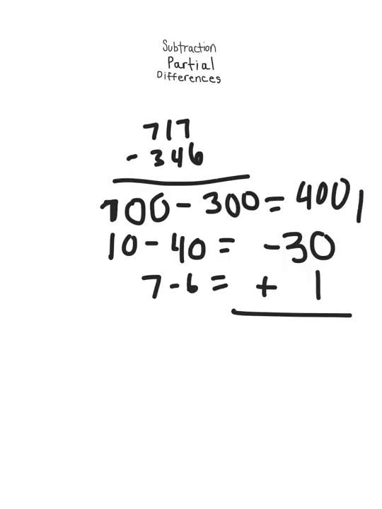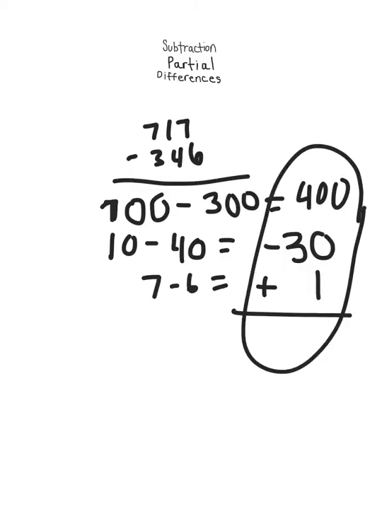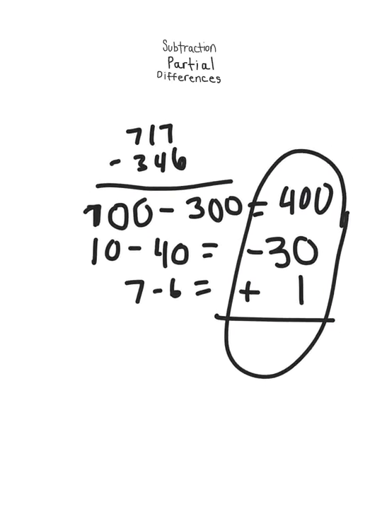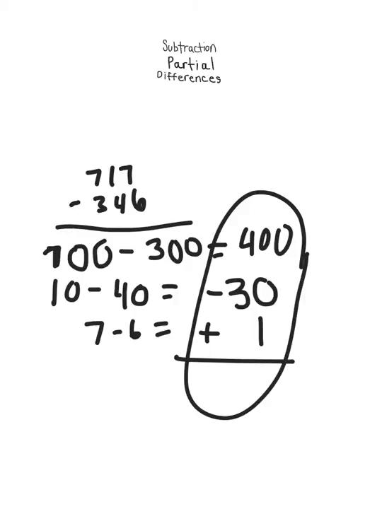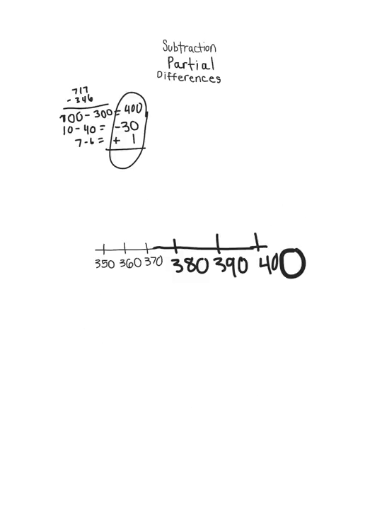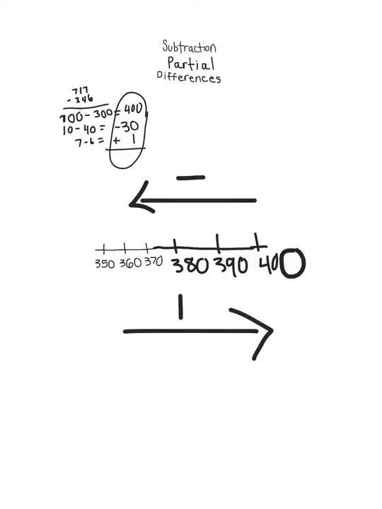Now we're going to add these parts together. Remember, when adding positive and negative numbers, it is helpful to use a number line. On a number line, negative numbers move to the left and positive numbers move to the right. When adding the parts together, we start at 400 and then we have negative 30. So we're going to move 30 to the left.